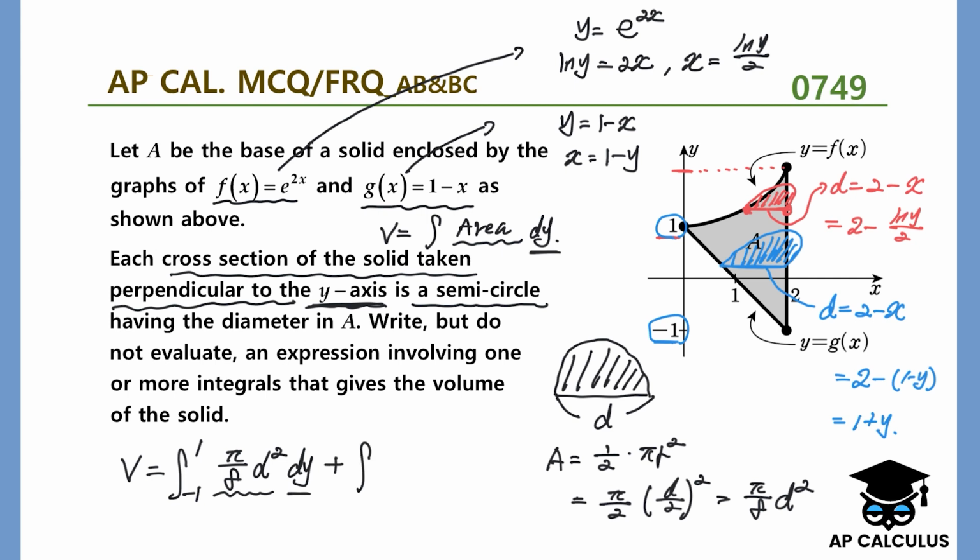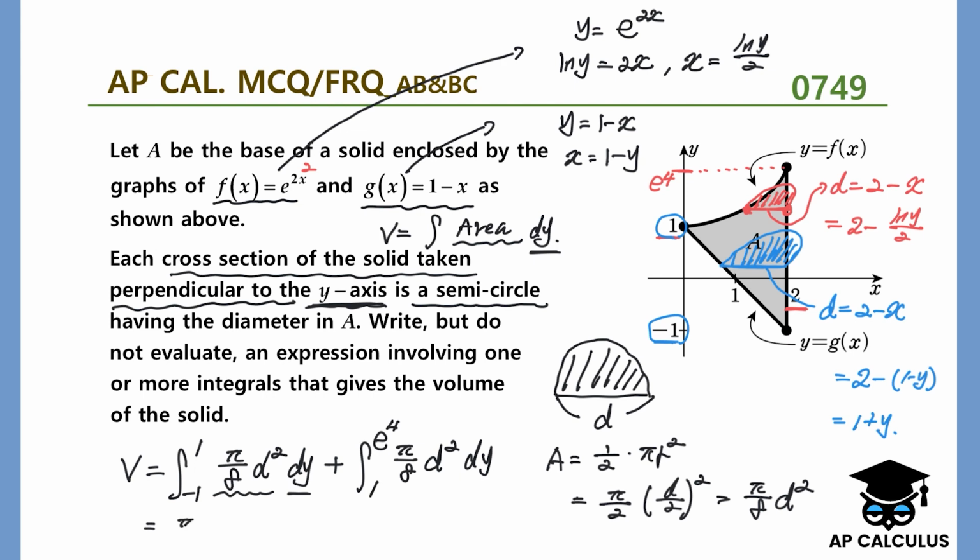Plus, from 1 to, when x is 2, if we substitute 2 here, that's going to be e to the 4. Y is e to the power 4. So from 1 to e to the 4, pi over 8 d squared dy. So we must write this d in terms of y.